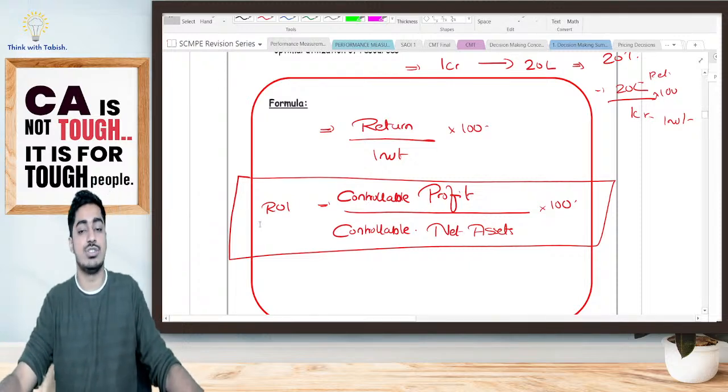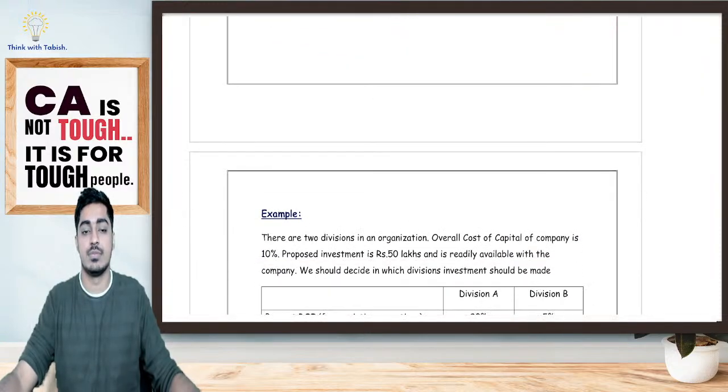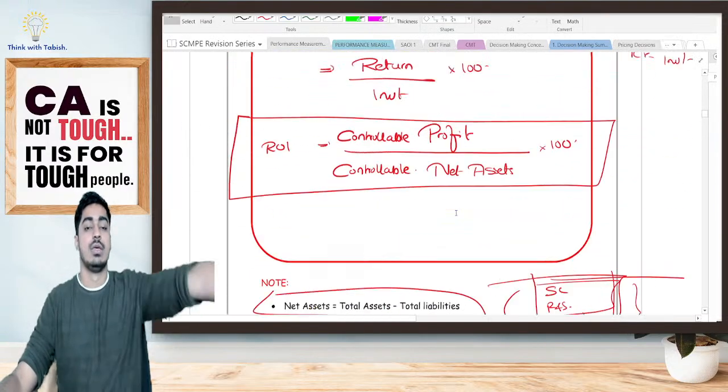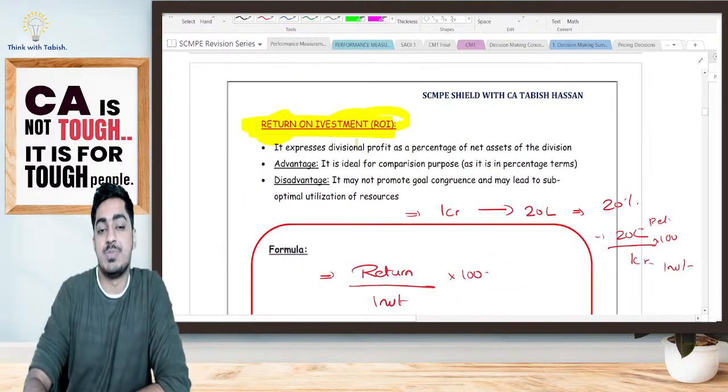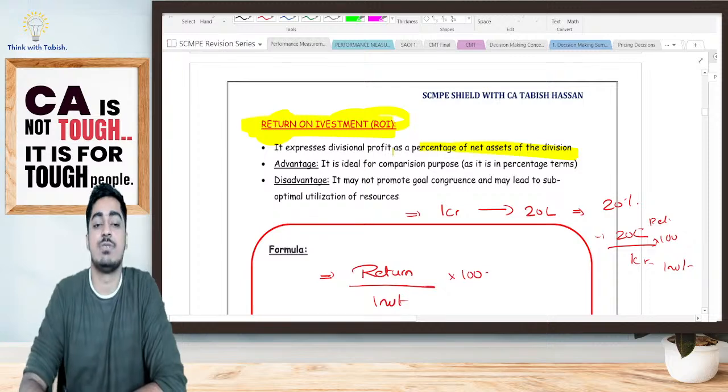Should we continue, my dear students? Now, it expresses divisional profit as a percentage of net asset. I am comparing my profit as a percentage of net assets.